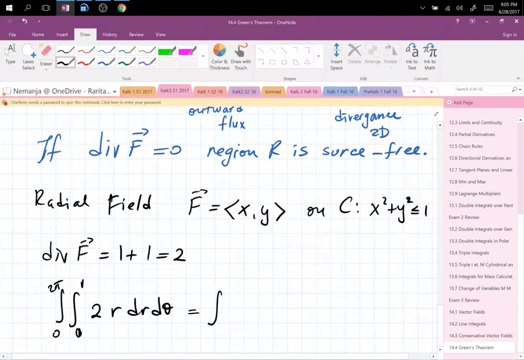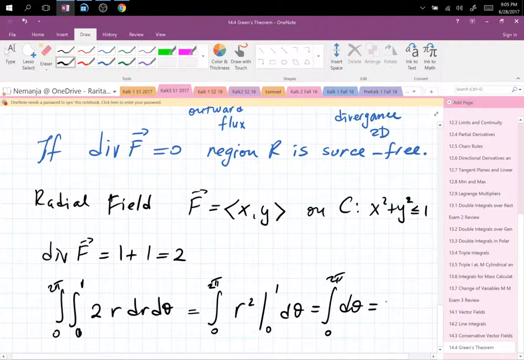So the same story. We have 0 to 2 pi. The integral over here is r squared, computed from 0 to 1, d theta. That is just going to be the integral from 0 to 2 pi of d theta, which is theta from 0 to 2 pi, which is 2 pi. Extremely quick and simple to compute, but again, you have to make sure that all of the conditions are met.